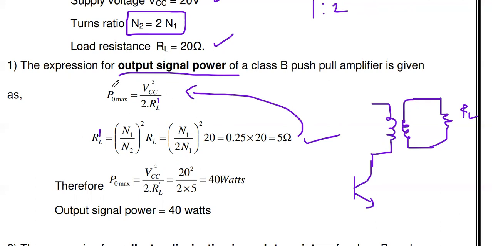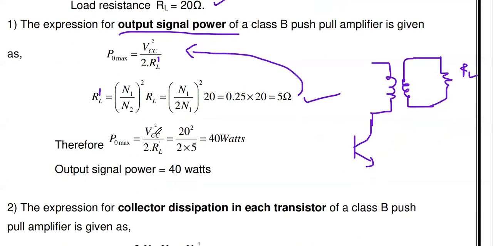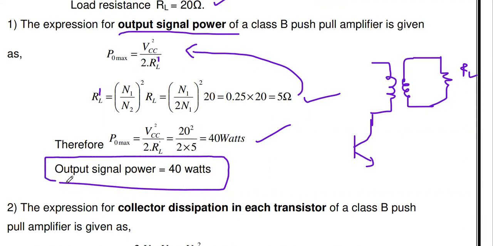So what is the maximum output power for push-pull class B? VCC squared divided by 2 into RL dash. Okay, so what is the supply voltage given? 20. So 20 squared divided by 2 into effective load 5. If you calculate, the answer is 40 watts. So this is the maximum signal power of the push-pull class B amplifier. Okay, so this is the first question.